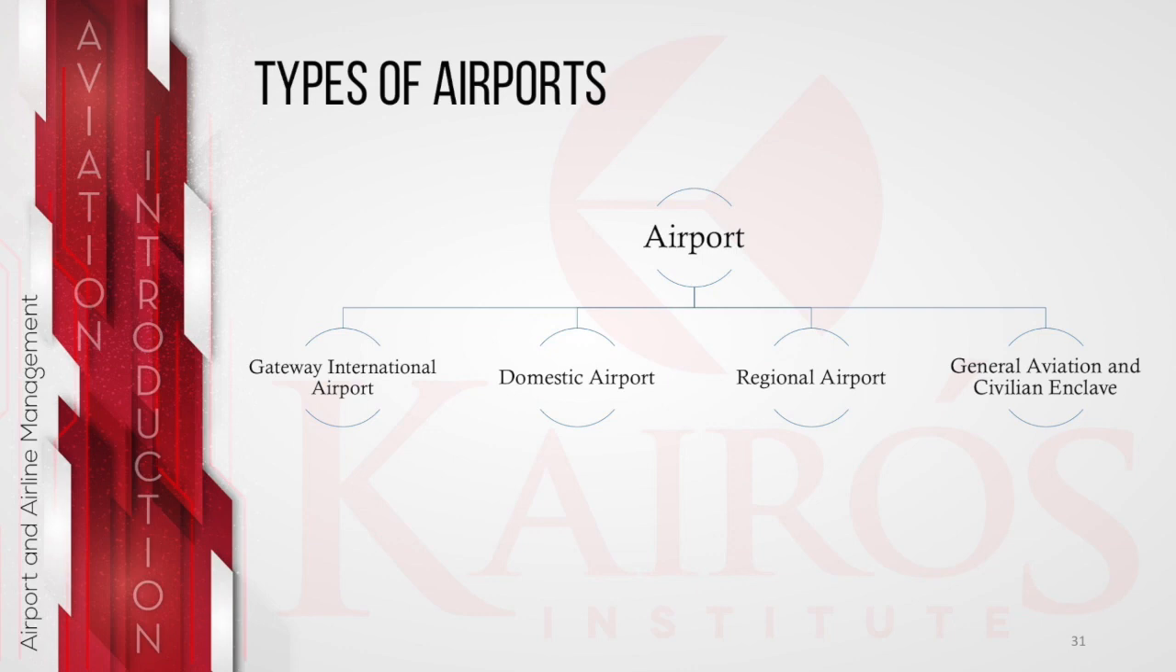General aviation or civilian enclave. A civilian enclave is an area at a military airbase allotted for the usage of civil aviation and flying clubs. Many reserve morning hours for military flight trainings.